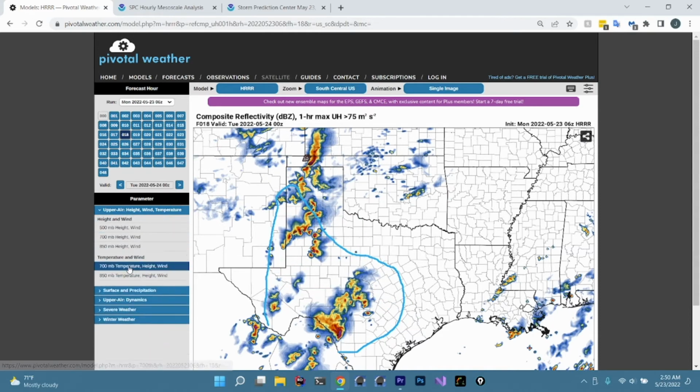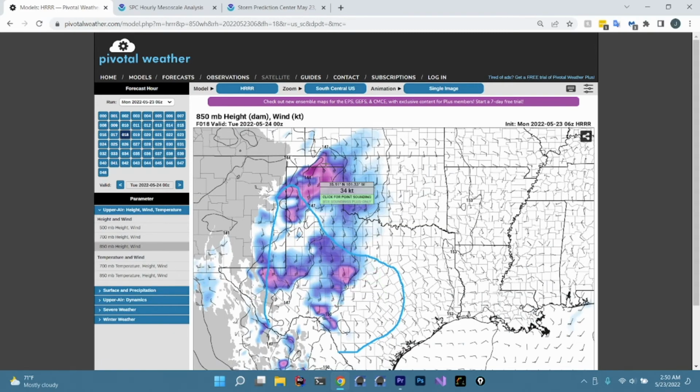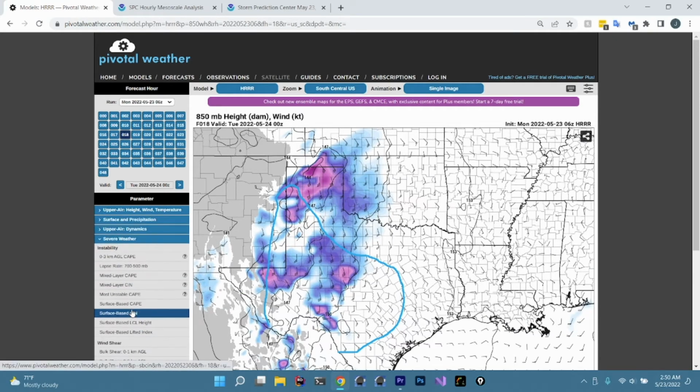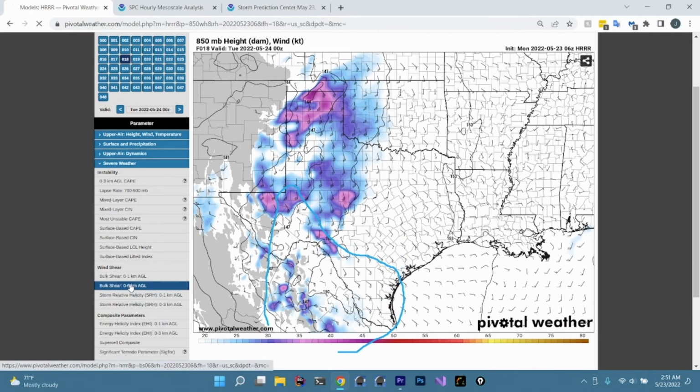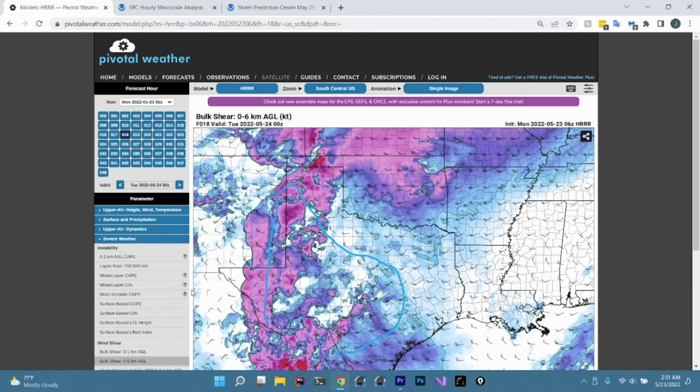Even though we have a decent low-level jet up here, there's just not enough moisture up there. So let's look at another thing. Now, these are really helpful. Let's look at bulk shear. Now, there's plenty of bulk shear in this area, which is another reason why I'm thinking of probably putting the 2% in there.